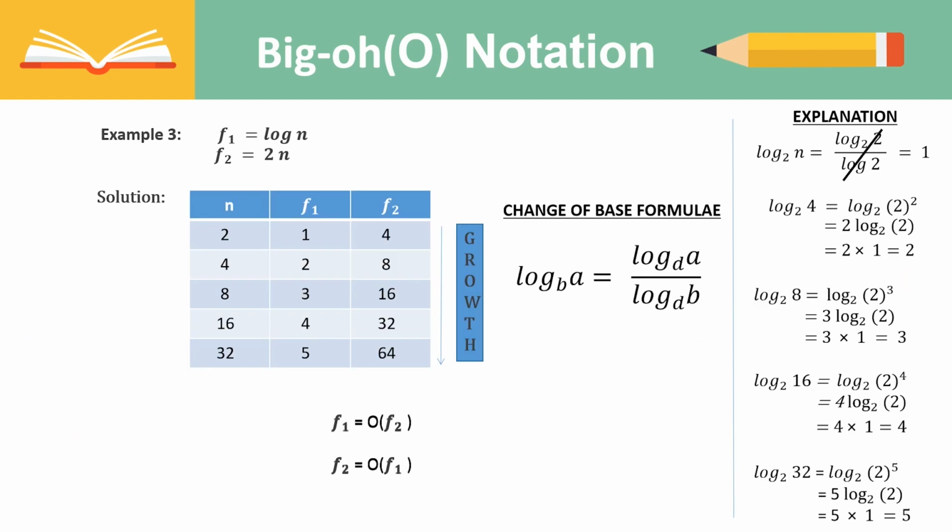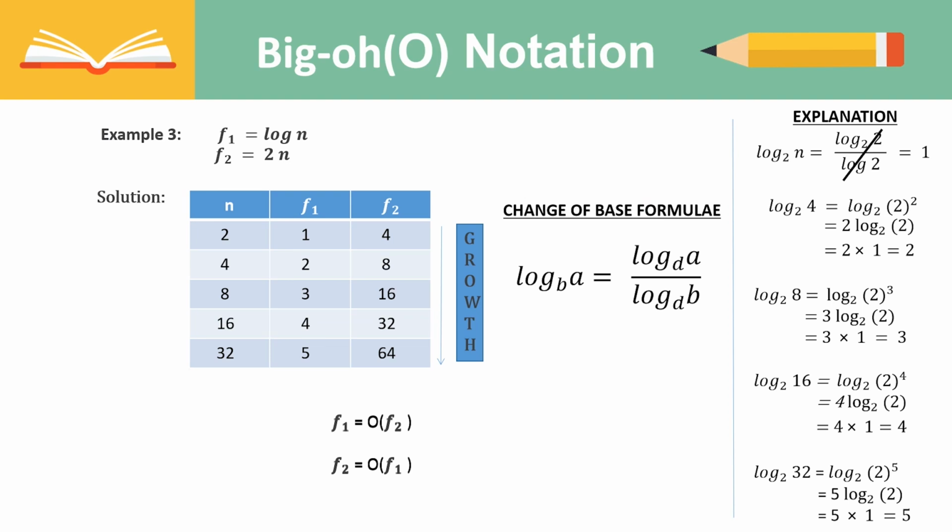Example 3. Here we have two functions f1 and f2. f1 is equal to log n and f2 is equal to 2^n. To find the asymptotic notation, we have to make a growth chart in which we have taken n equal to 2, 4, 8, 16 and 32. We are taking these large values of n to show the growth of the chart.